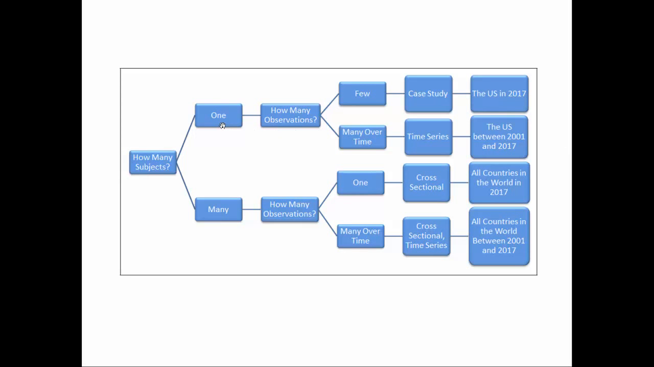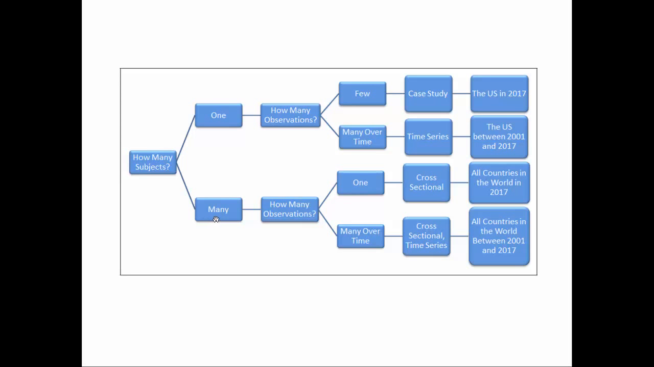If your variable only applies to one subject, but you have multiple observations for that subject over time, then you have a time series variable. An example of this would be studying democracy in the United States between 2001 and 2017. There would be only one subject, the U.S., with multiple observations between 2001 and 2017.